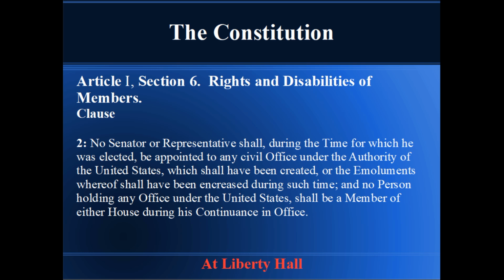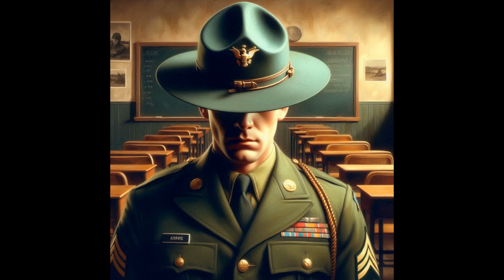Clause 2. No senator or representative shall, during the time for which he was elected, be appointed to any civil office under the authority of the United States, which shall have been created, or the emoluments whereof shall have been increased during such time, and no person holding any office under the United States shall be a member of either house during his continuance in office. 2. Senators and representatives cannot be appointed to certain U.S. offices during their term if the office was created or its pay increased while they were in office.